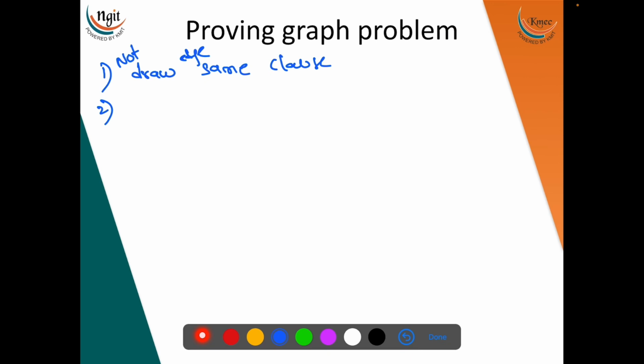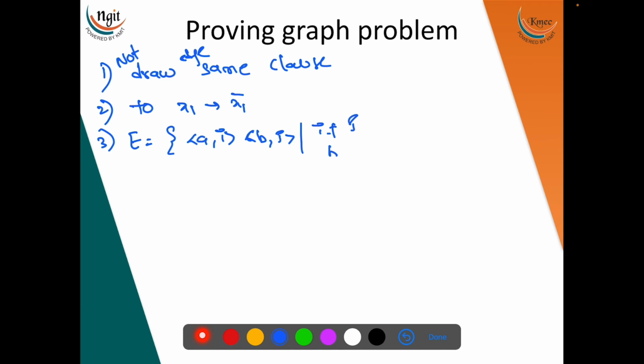The second point is, you cannot draw an edge from x1 to x1 dash, because those two are opposite. And for forming these edges, you have the formula E is equal to the pairs (a, i) and (b, j), where i is not equal to j and b is not equal to a dash. That's it. Now with this we will join again.